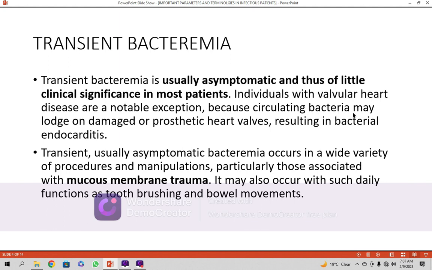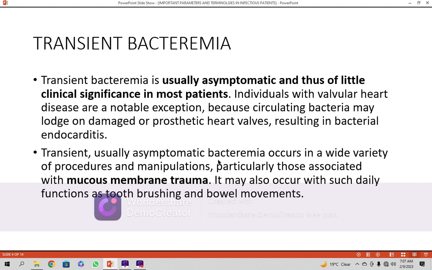Because of this, circulating bacteria may lodge on damaged prosthetic heart valves, resulting in bacterial endocarditis. This is possible if you are manipulating the mouth, for example by surgery or by a dental surgeon. The transient bacteremia in diseased valves will be very, very important, because this transient bacteremia is enough to settle down on these damaged heart valves and can produce what is called endarteritis or endocarditis.